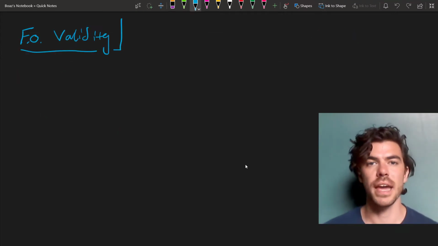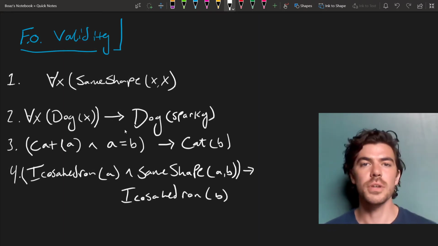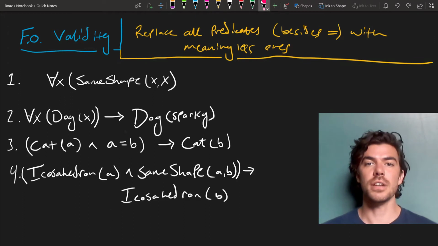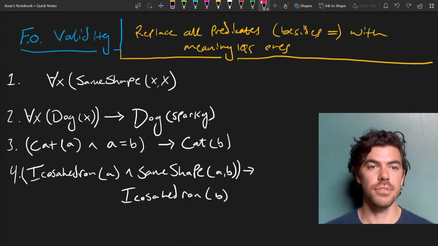So suppose we have a handful of sentences and we want to know whether they are FO valid. The way that we do this is to create translations of them, replacing all the predicates besides equals with nonsense or other predicates and see whether it holds. So we produce these translations. Let's go down the line. Everything is the same shape as itself. That's got to be correct, but is it FO valid?